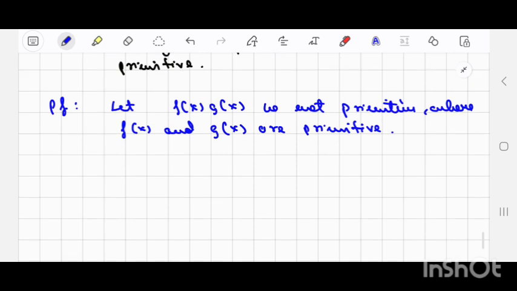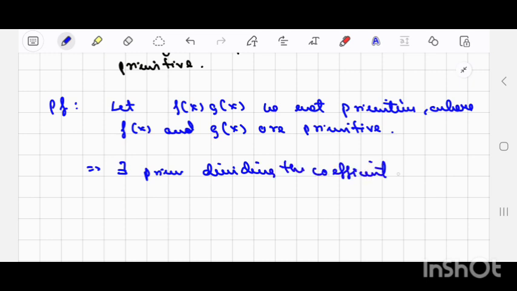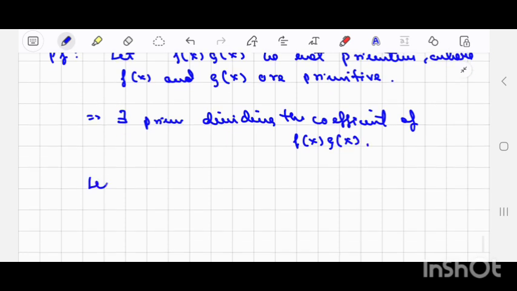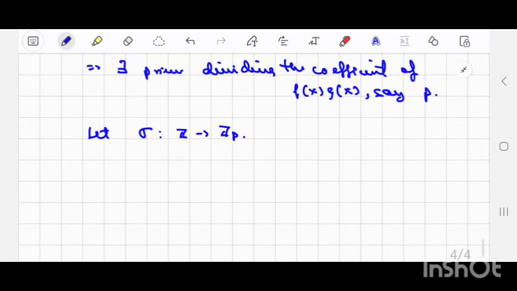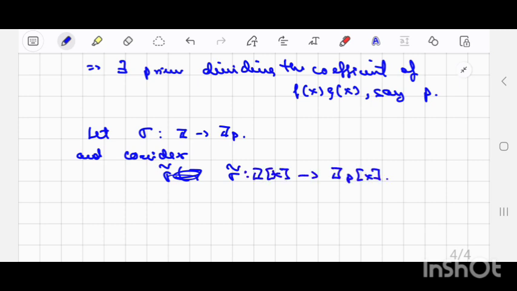Okay, what does this mean? This means that there exists some prime dividing the coefficients of the polynomial f(x)g(x), right? Now this is the trick: let us choose a map sigma from Z to Z_p for this prime p. Then we can talk about the extended map, and consider the obvious map sigma tilde from Z[x] to Z_p[x].